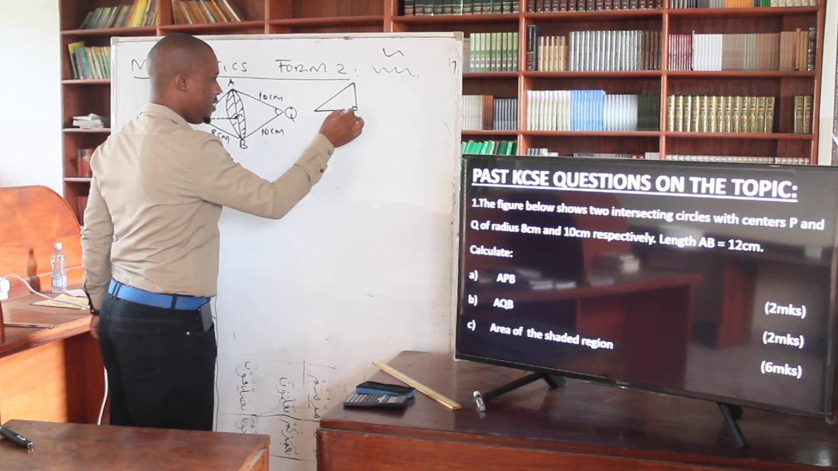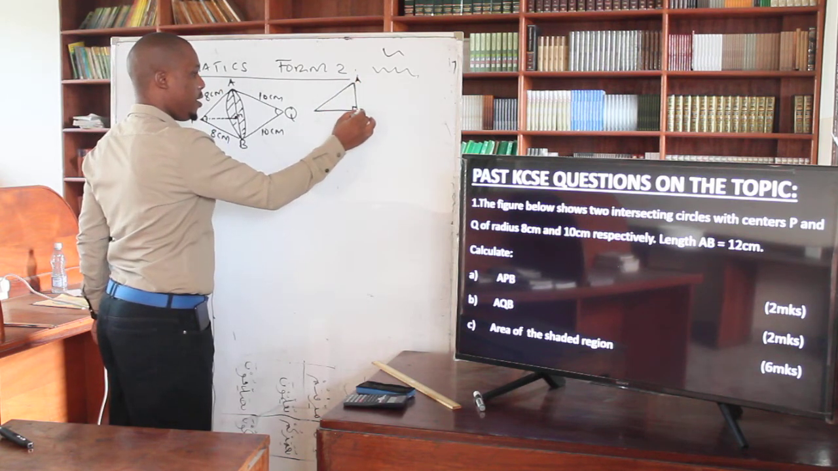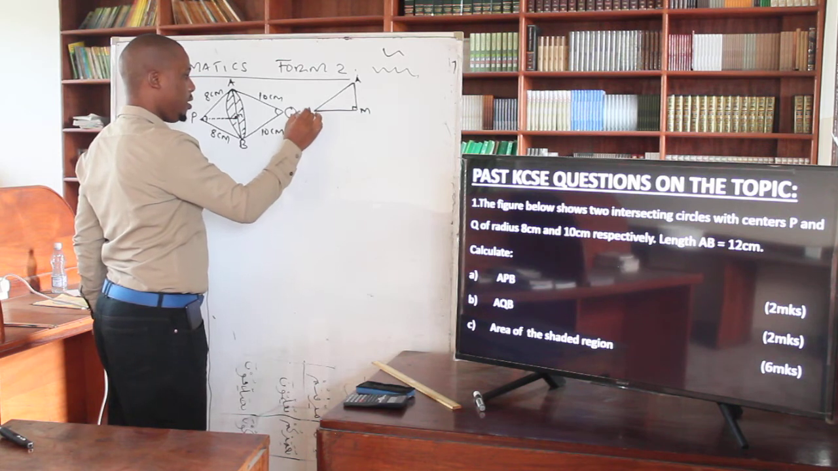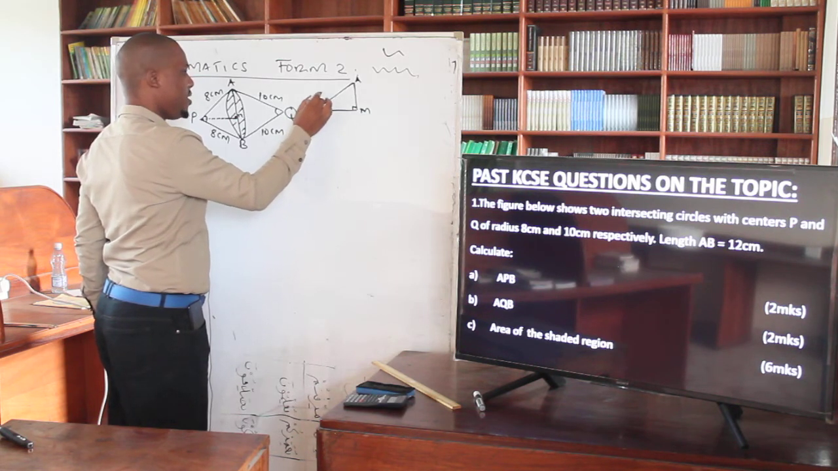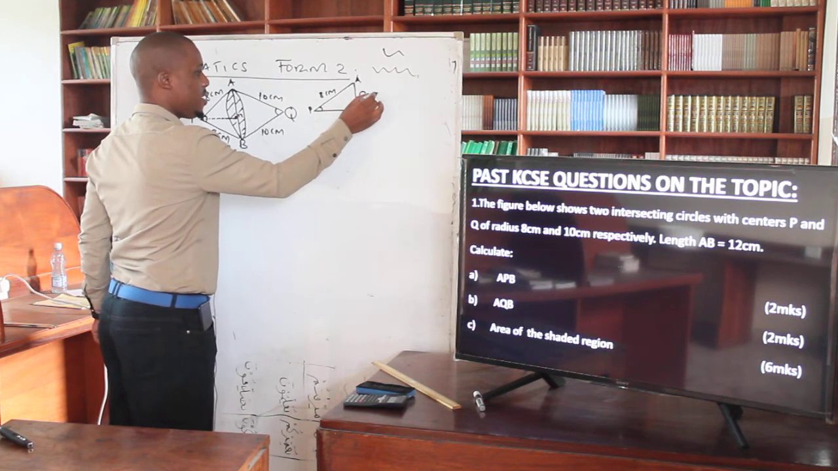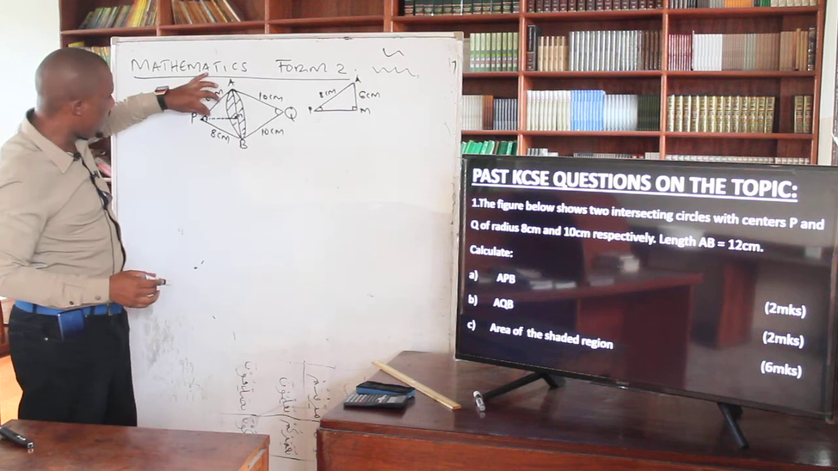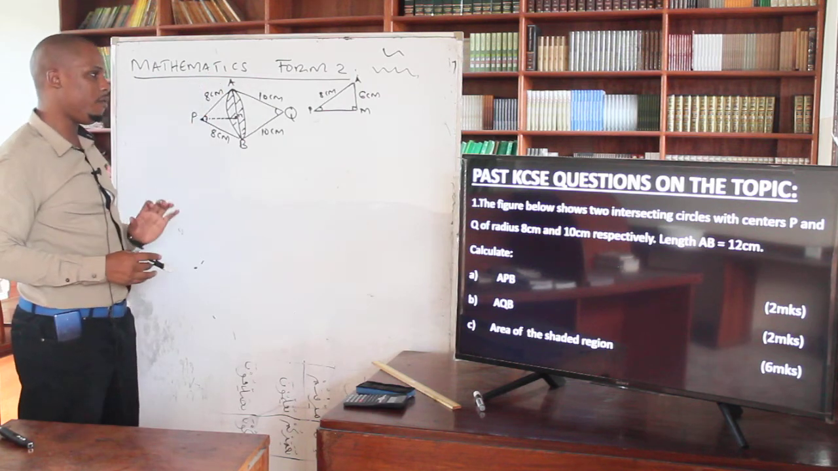So this one is 90. Then here you're told that this is our A. Let's call this one M, and then let's call this one P. So half it. Here is 8 centimeters, and then here is 6 centimeters, because you're bisecting that angle. Since you're bisecting that angle, we need to be able to find this angle, and then we multiply by 2 to get the whole of it.